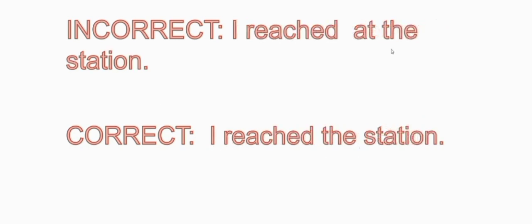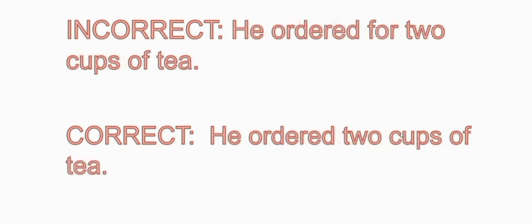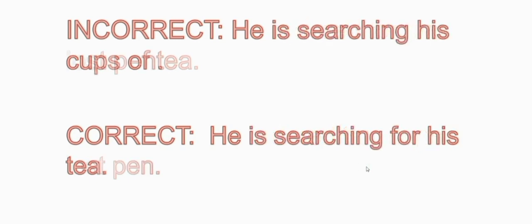I reached at the station. Here it is wrong. I reached the station is correct. He ordered for 2 cups of tea. Here for should not be placed. Ordered 2 cups of tea is correct. He is searching his lost pen. After the word searching, for should be there. He is searching for his lost pen is the correct sentence.